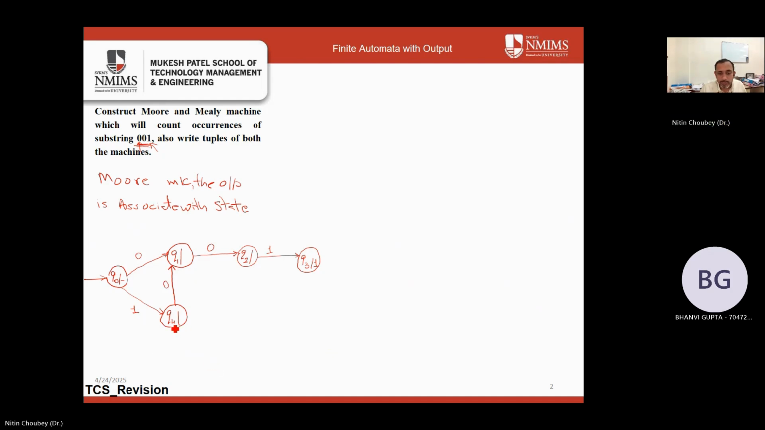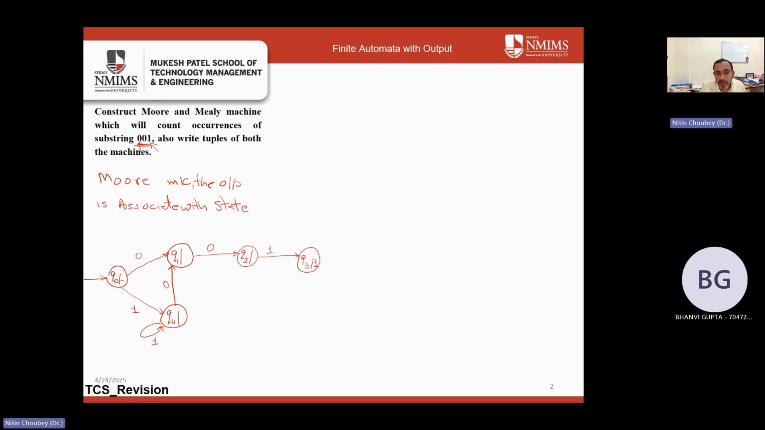When we have 1 at Q4, it is of no use because it still means that we are far away from 0 followed by 0 followed by 1. So let's show that on the input of 1, we are roaming around on Q4 only. We are not going for verifying whether 0, 0, 1 has come or not. Next, this is for Q4 and Q0. We have shown both the input 0 and 1.